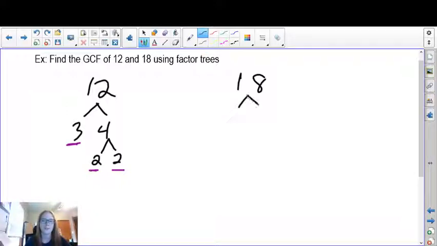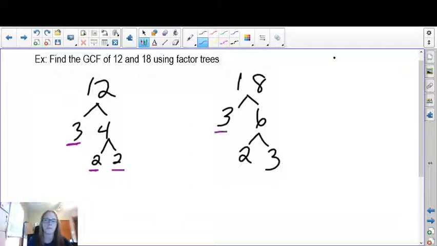Now let's try 18. 3 and 6 sounds great. Again, 3 can't be broken down, but 6 can. 6 can be broken down into 2 and 3. Again, we see that my factors are 3, 2, and 3.